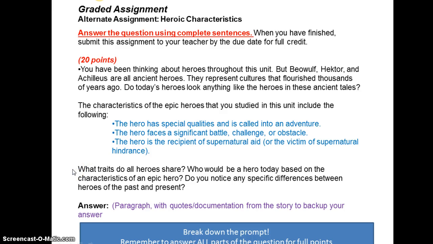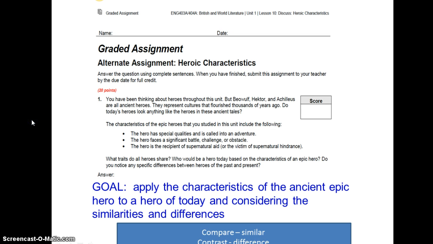Here's the prompt. What traits do all heroes share? Who would be a hero today based on the characteristics of an epic hero? Do you notice any specific differences between heroes of the past and present? So your answer is going to be paragraph or paragraphs with quotes and documentation from the stories to back up your answer. Okay? Your goal is to apply the characteristics of the ancient epic hero to a hero or heroes today, considering similarities and differences. So you're comparing and contrasting.